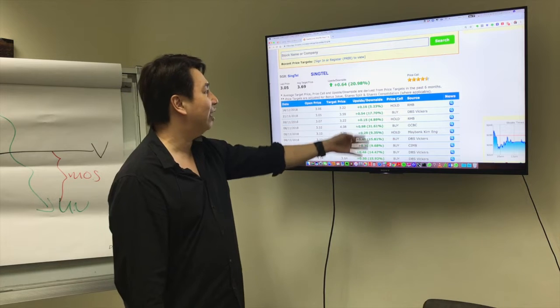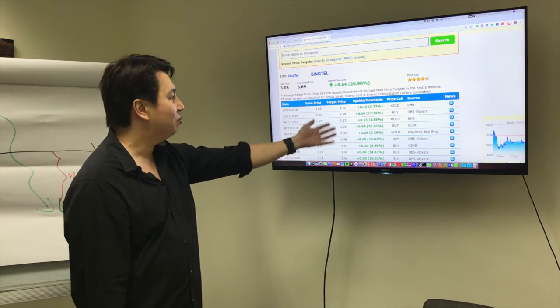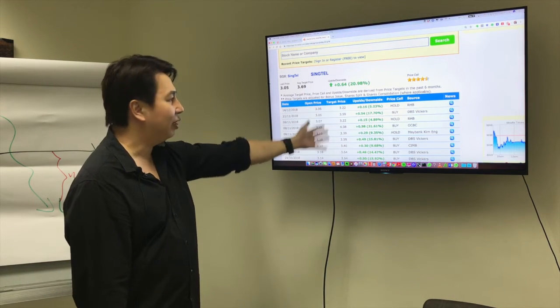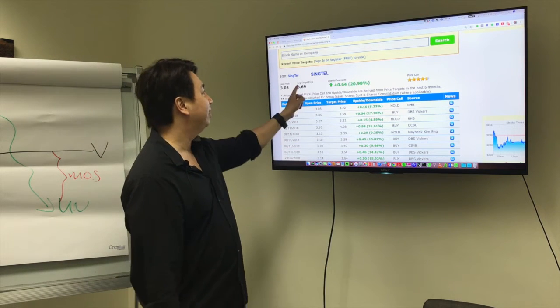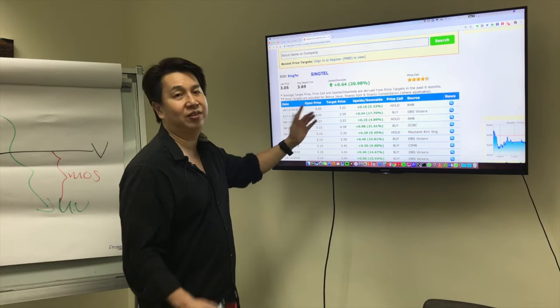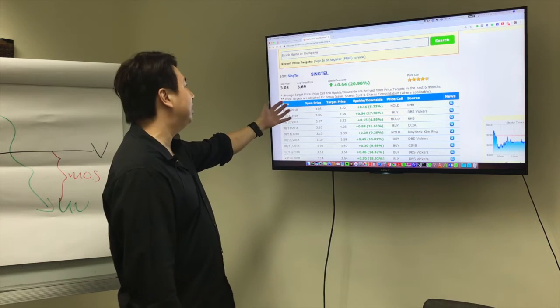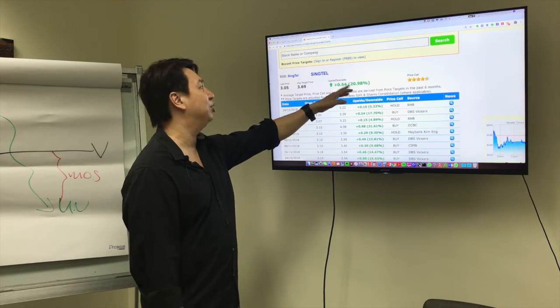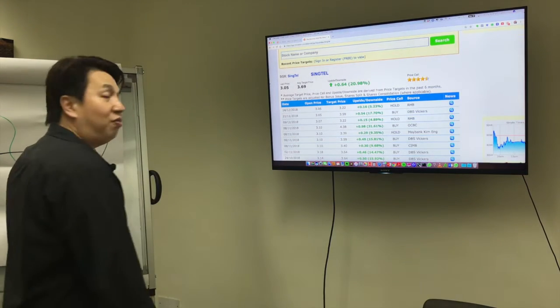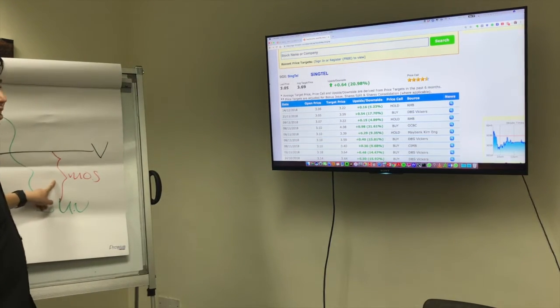In the last 6 months, there are DBS Vickers, OCBC, maybe Kim Eng. They give reports on Singtel, and their average target price is 3.69 over the last 1 month. So from here you can see that potentially there is a 64 cents upside, which represents a 20% margin of safety over here. Yes or no?